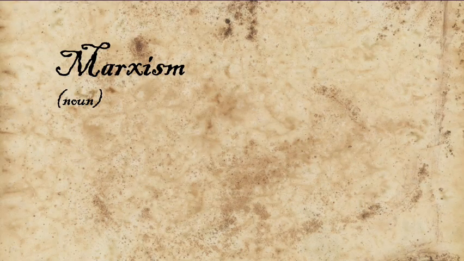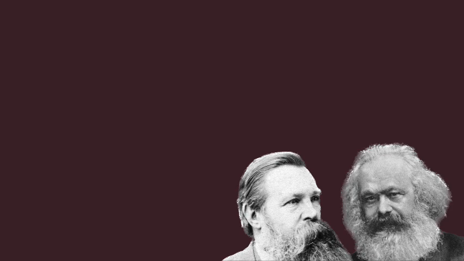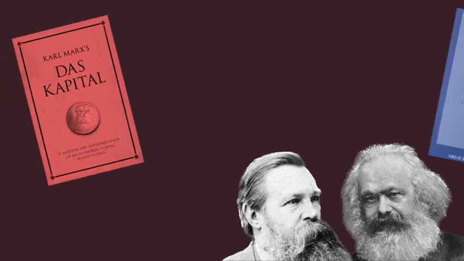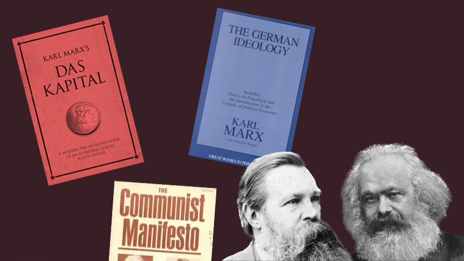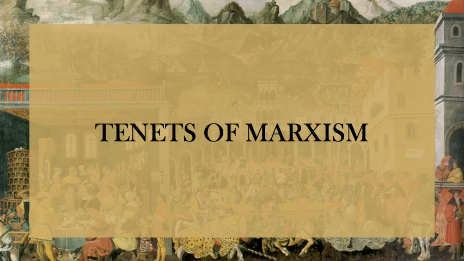And so, Marxism can be defined as a theory or method of criticism concerned with ideology, class, and the distribution of power in a society. These theories and methods are introduced in Das Kapital, the German Ideology, and the Communist Manifesto. We can define the tenets of Marxism throughout these works.